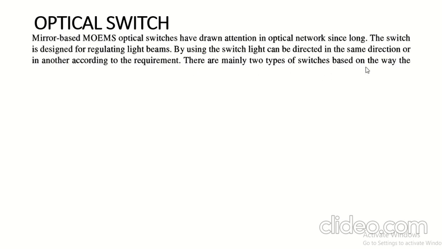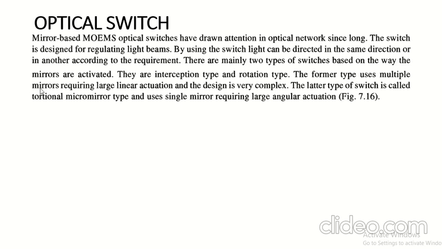There are mainly two types of switches based on the way the mirrors are activated. They are interception type and rotation type. The former type uses multiple mirrors requiring large linear actuation, and the design is very complex. The latter type of switch is called the torsional micromirror type and uses a single mirror requiring large angular actuation.